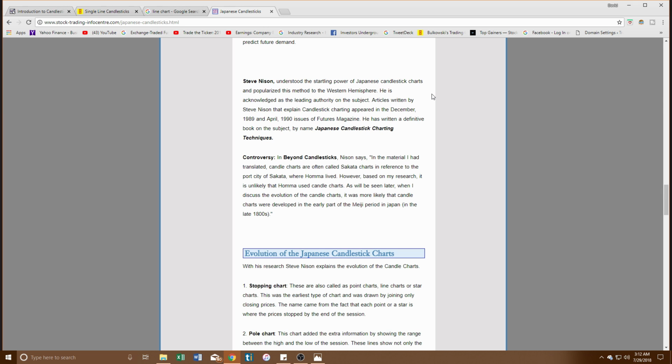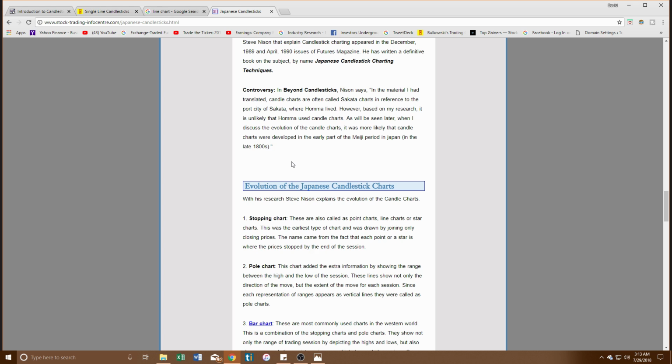Articles written by Steve Nison that explain candlestick charting appeared in the December 1989 and April 1990 issue of Futures magazine. He has written a definitive book on the subject by name Japanese Candlestick Charting Techniques. That's the very first book I showed you guys, the yellow one.